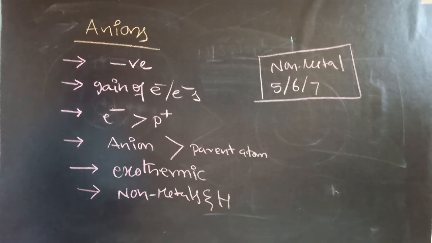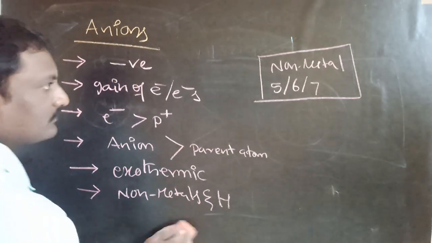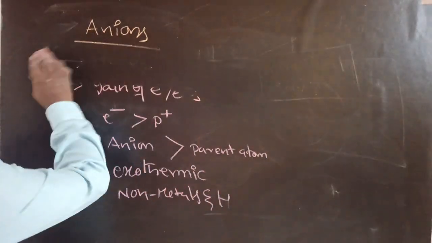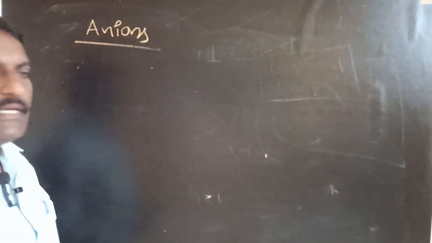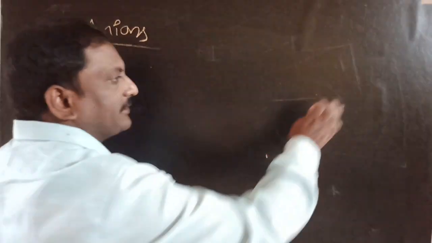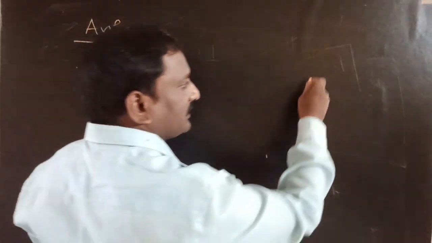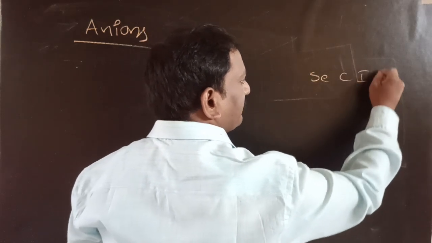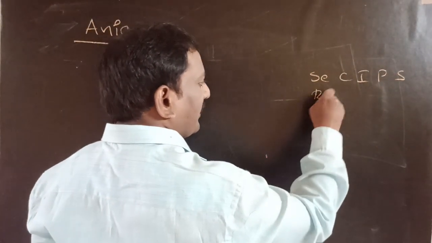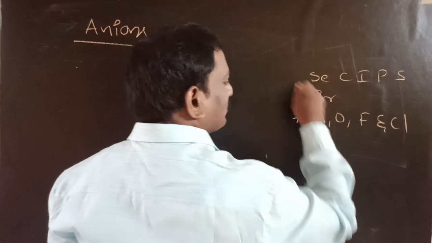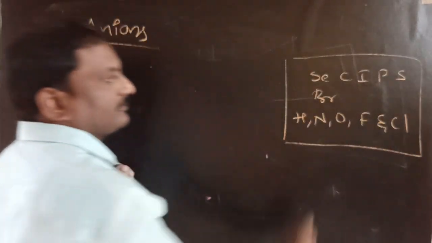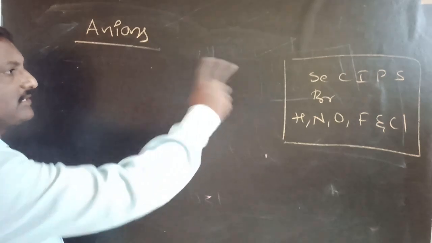Now let us discuss formation of anions. Generally, non-metals form the anions. Listen to me, I would like to write non-metals here, so please make a note of it: selenium, carbon, iodine, phosphorus, sulfur, bromine, hydrogen, nitrogen, oxygen, fluorine and chlorine. So these are non-metals, please remember. Anions are generally formed by the non-metals.